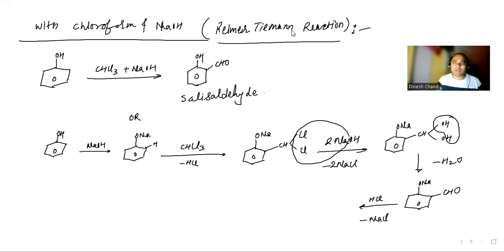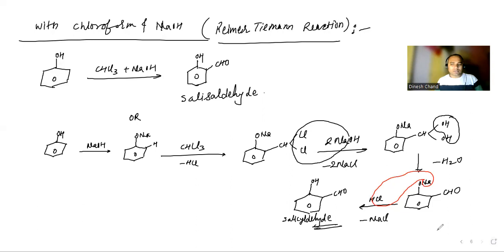How will the NaCl be out, student? Here see the Na group is there, and here is Cl. Okay. So what is the product going to be? Here you see, student, this is the OH and here is CHO, salicylaldehyde. This is the product, right, student? So this is what is called the Reimer-Tiemann reaction, student.